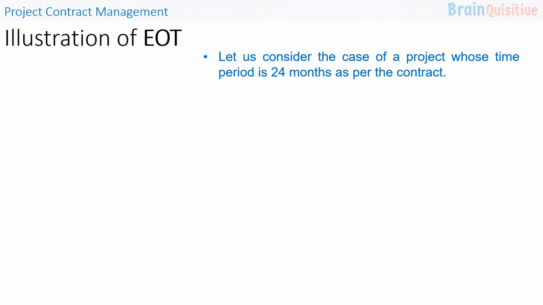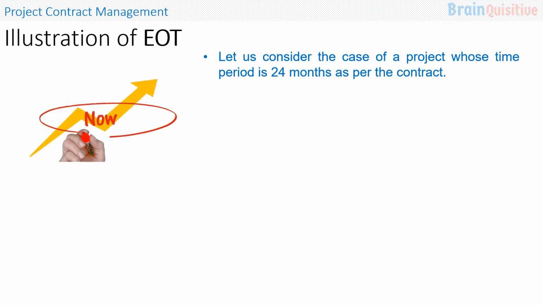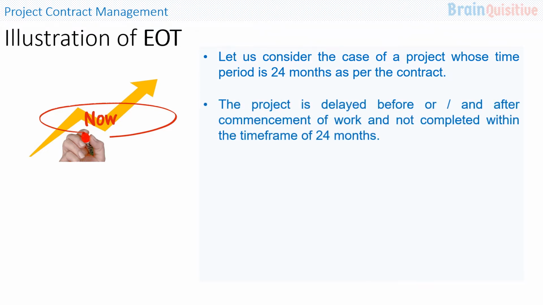Let us understand the illustration of EOT. Let us consider the case of a project whose time period is 24 months as per the contract. The project is delayed before and after the commencement of the work and not completed within the time frame of 24 months which is stipulated in the contract.